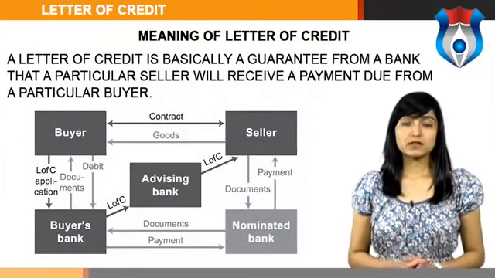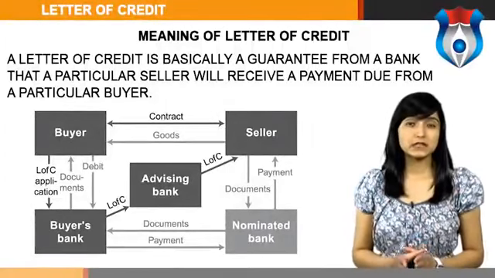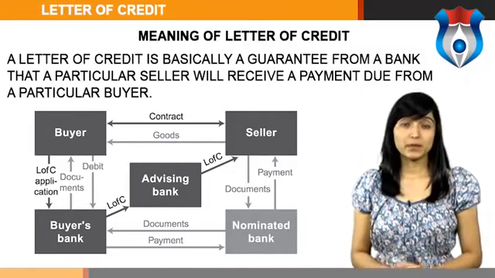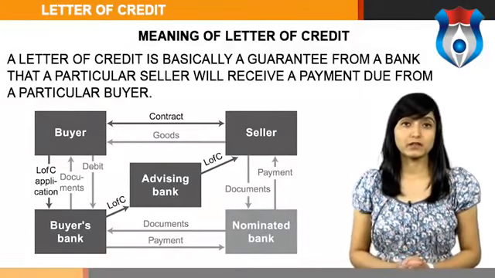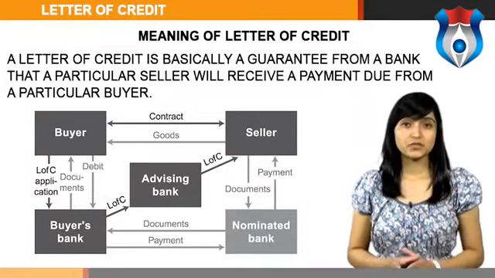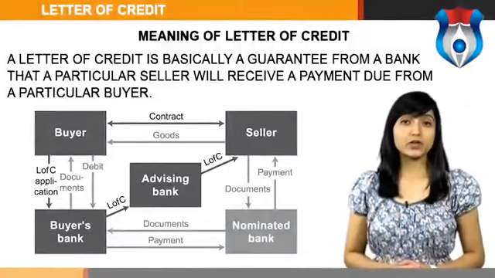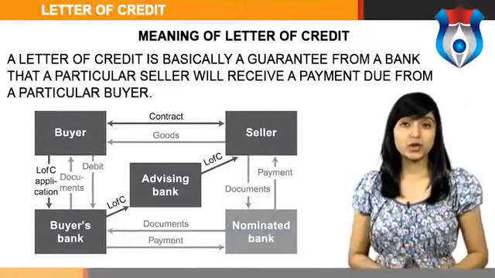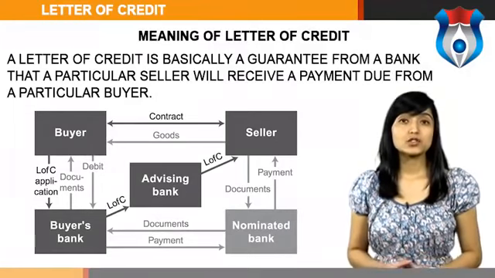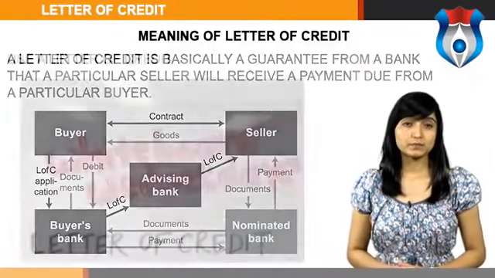Let us now discuss the meaning of letter of credit. A letter of credit is basically a guarantee from a bank that a particular seller will receive a payment due from a particular buyer. The bank guarantees that the seller will receive a specified amount of money within a specified time. In return for guaranteeing the payment, the bank will require that strict terms are met. It will want to receive certain documents, for example, shipping confirmation, as proof.